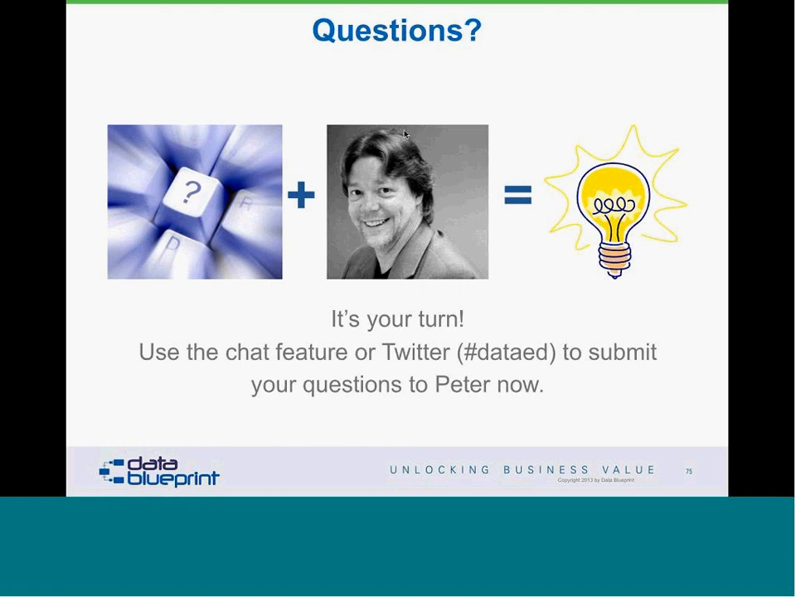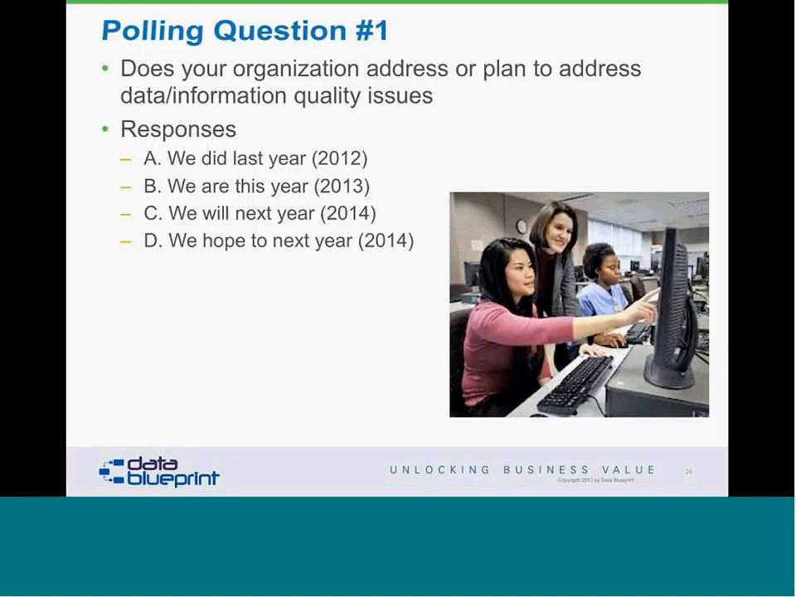Let me read it back to you, Peter. It was, does your organization address or plan to address data information quality issues? Some people said one answer we should have included was "none of the above." I guess we were just trying to be optimistic that something is being done, that it is being recognized. And somebody also pointed out, what about "ongoing" as an option? Shouldn't this be something that we address on an ongoing basis?